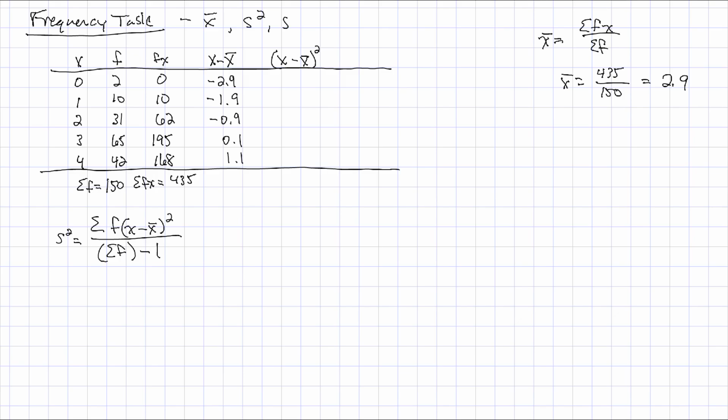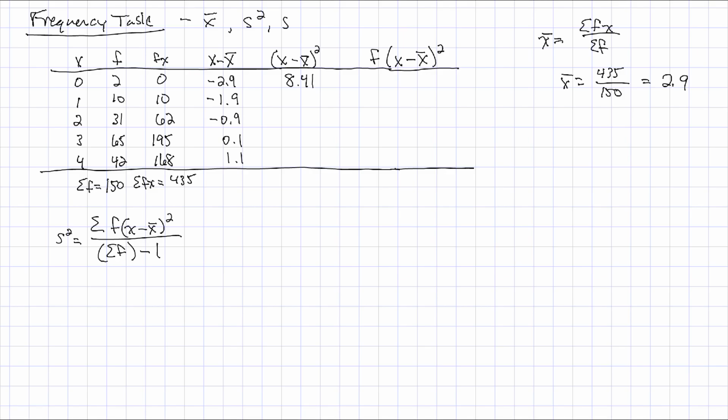Now, you can calculate all of these all at once, or you can do what I suggest doing. So we're going to square each of these values. And then what I suggest doing is as soon as you square those values, go ahead and multiply back by the frequency. So that way, we calculate this first value, 8.41.